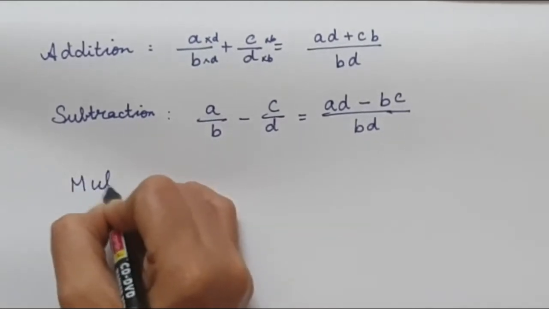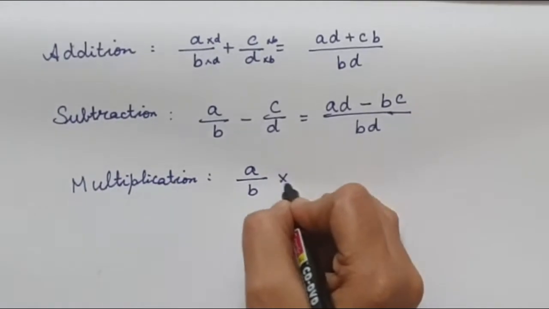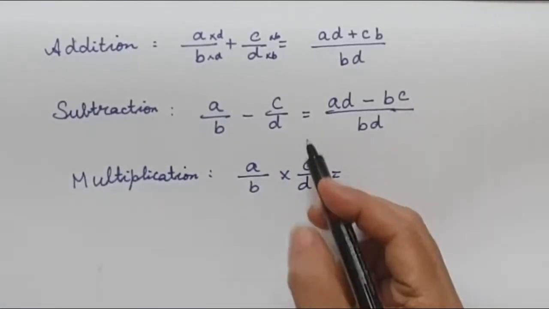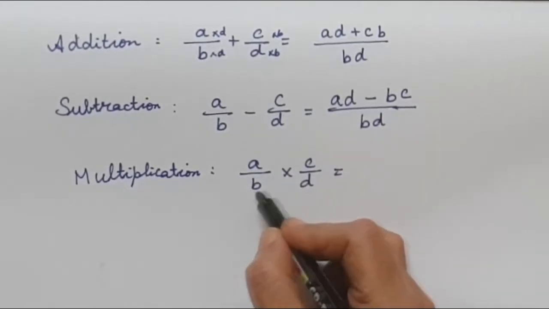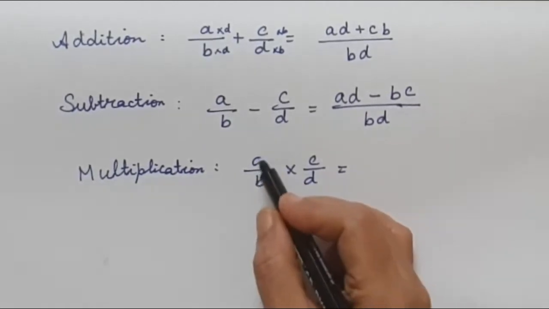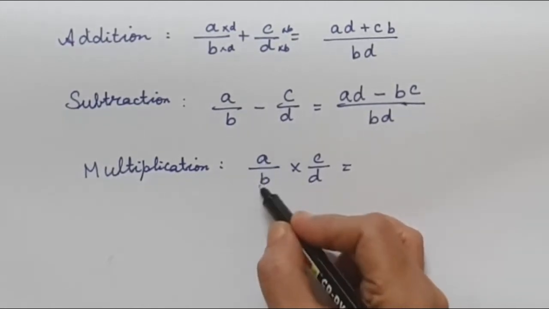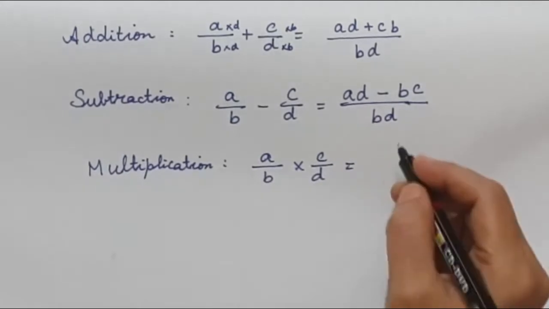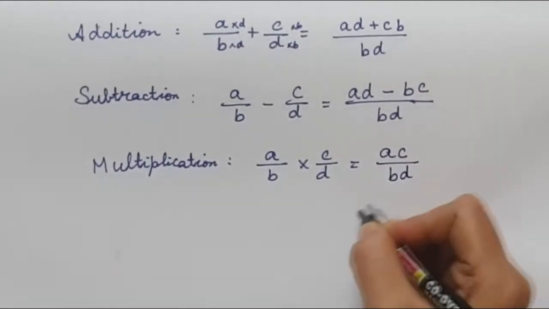Then the next one is multiplication. If we use the same alphabets, a by b multiplied by c by d. Here you don't take the LCM. Only for addition and subtraction we take the LCM. Here you multiply the numerators, multiply the denominators. If there is something in common, then we cancel the numerator and the denominator, maybe sideways or straight. You cannot cancel numerators, you cannot cancel denominators. So when we multiply, it is ac divided by bd.